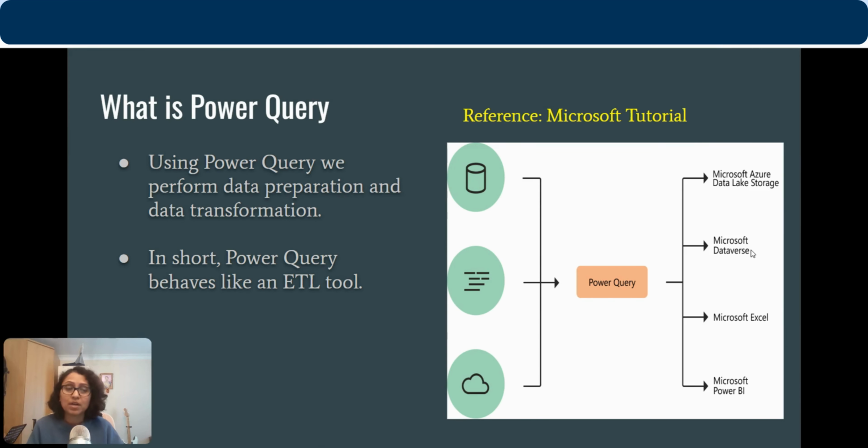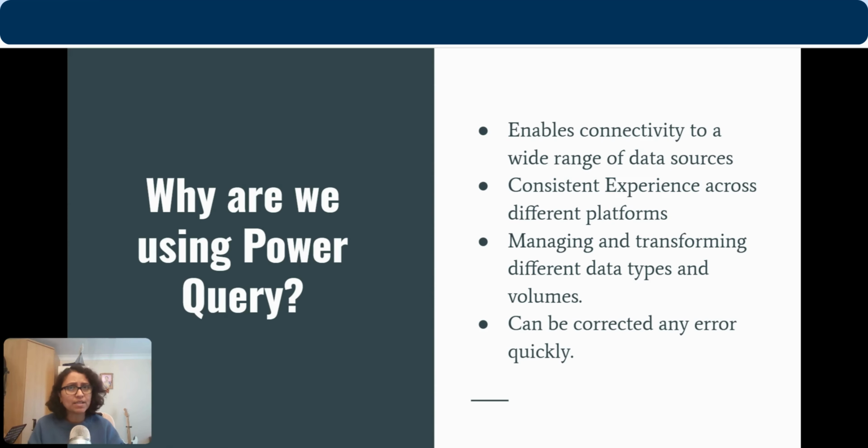Why are we using Power Query? There are different objectives we have. First of all, using the Power Query we can connect a wide range of data sources. That means within the Power Query we have different data connectors, and using those connectors we can connect different types of sources. For example, different types of files, different on-premises databases, different cloud databases, or different cloud servers, or a web server. So all types of integrations are possible.